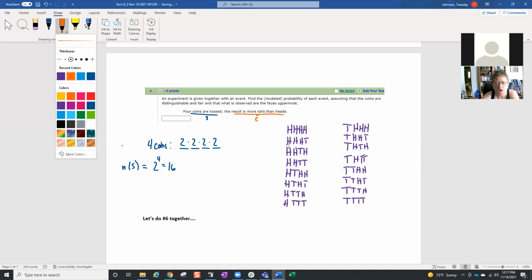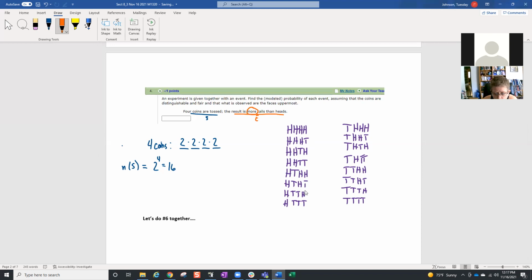There it is. The result is more tails than heads. So I have 4 heads. I have 1 tail. I have 1. They're equal number. I want more tails. So there's 3 tails. I mean 2. That's not 1. That has more tails than heads. That has more tails than heads. That has more tails than heads. All right, so this is 0 tails, 1 tail, 1 tail, 2. Keep saying that often enough and it really starts to sound weird in your head.